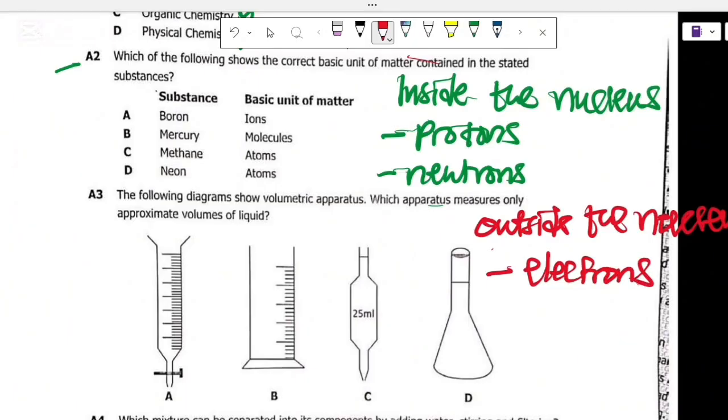Now, specifically, these electrons are not just anyhow. Protons and neutrons are just inside the nucleus of an atom. Electrons, when we say they are outside the nucleus, they are actually within what we call the shells. So they are actually orbiting along the shells. Now, let me draw a diagram for you to understand this.